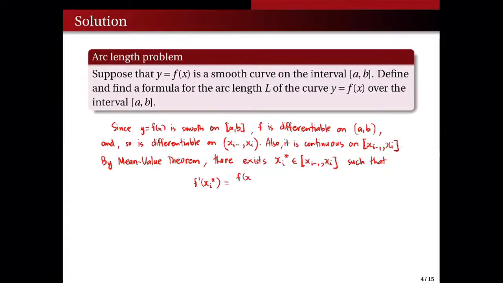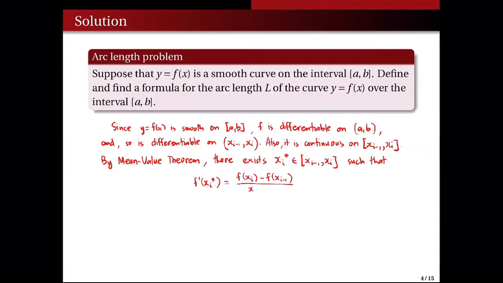Not really the distance, it's the ratio. This ratio here, f of x sub i minus f of x sub i minus 1, divided by x sub i minus x sub i minus 1. So it's not the distance, it's this difference quotient. This is the mean value theorem applied to this interval and this function.